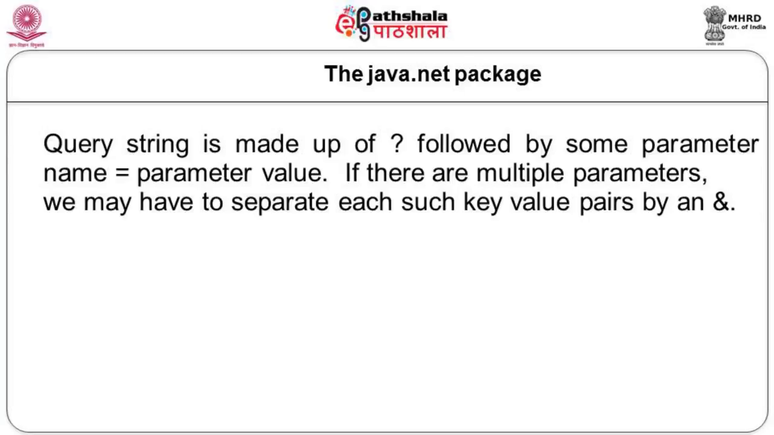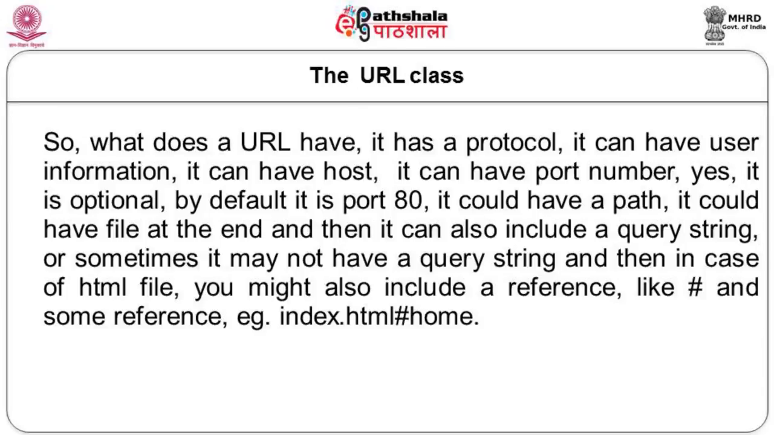So what does a URL have? It has a protocol. It can have user information. It can have a host. It can have a port number. Yes, it's optional, but by default it would be port 80, but you could include a port number. It could have a path. It could have a file at the end, and then it can also include a query string. Or sometimes you don't have a query string. It might be an HTML file. In case of an HTML file which is being referred to here, you might also include a reference like a hash and some reference. Fine. So a URL looks like this. A URL has these various things.